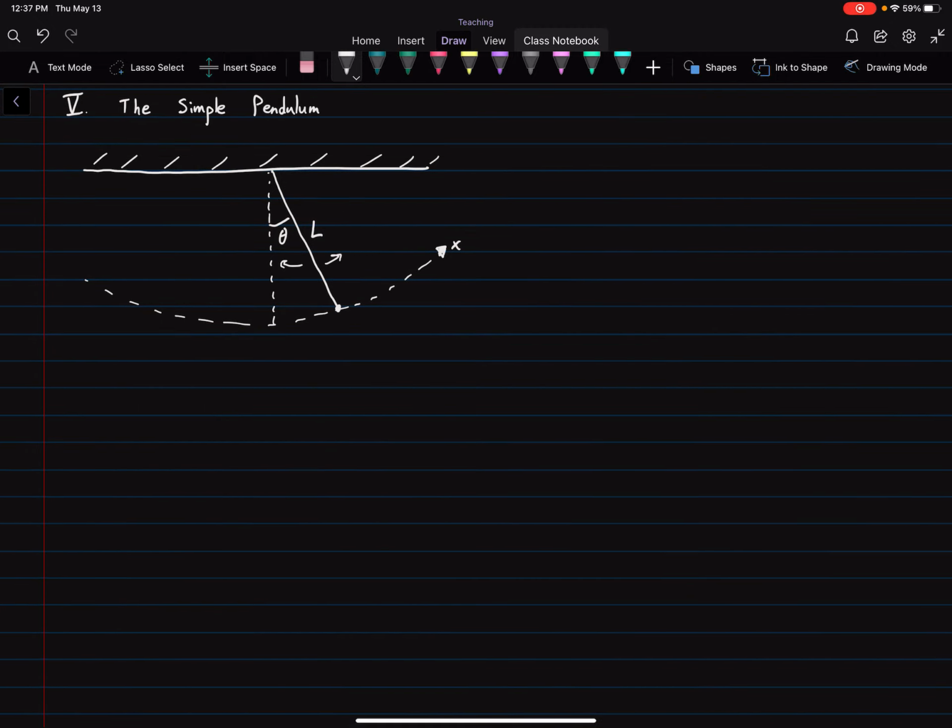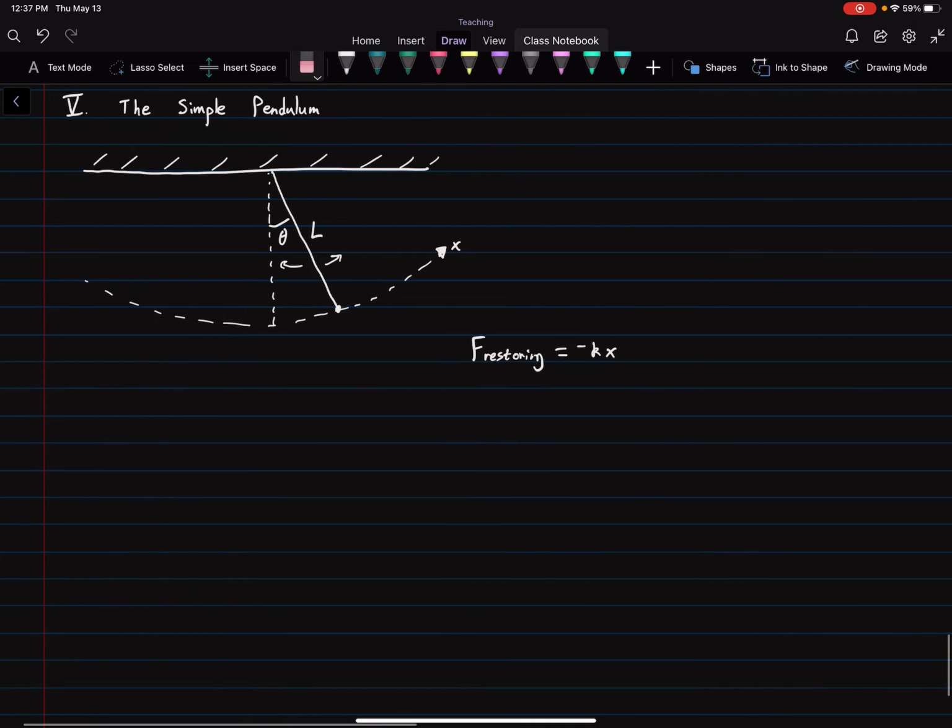So remember, the one requirement for simple harmonic motion is that the restoring force has to be directly proportional to the displacement, right? So for springs, that was the case. Restoring force is equal to Hooke's law, Kx. But is it the case here? So we're going to look at that.